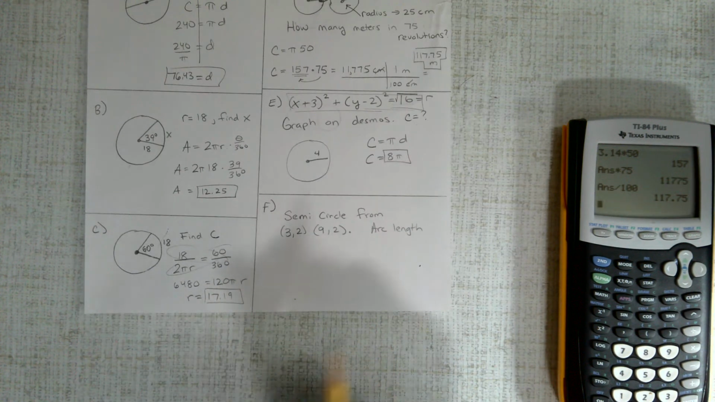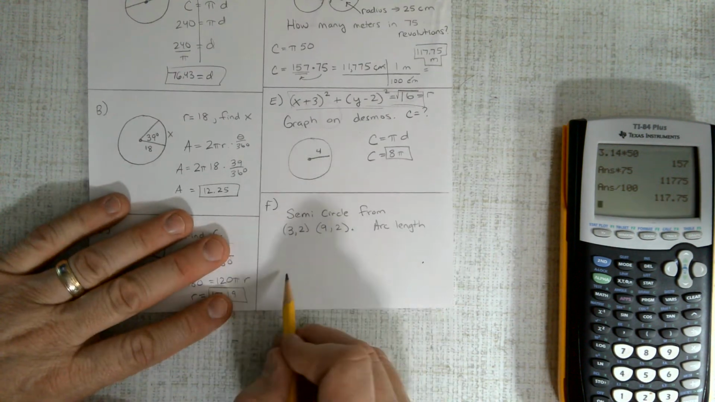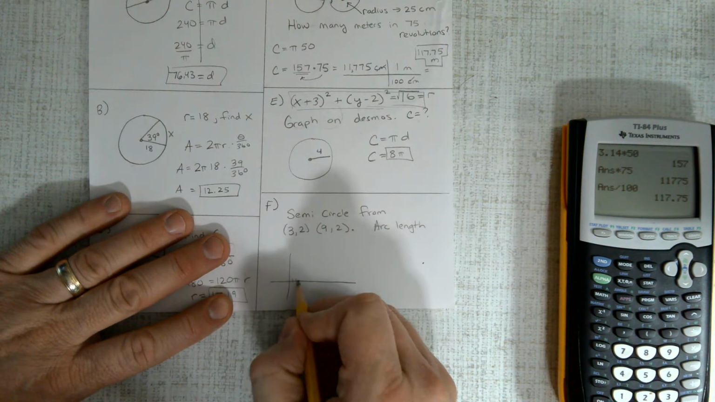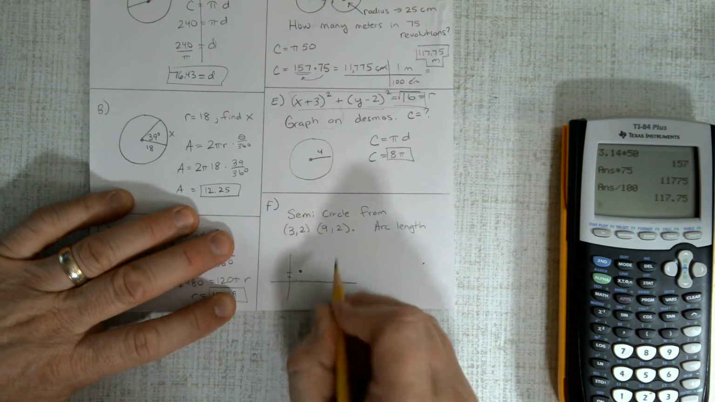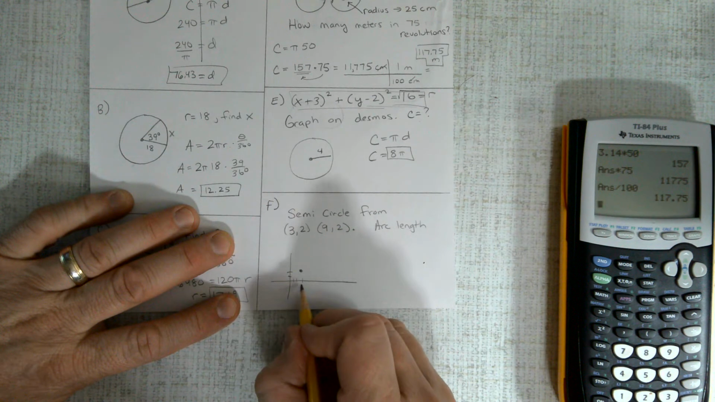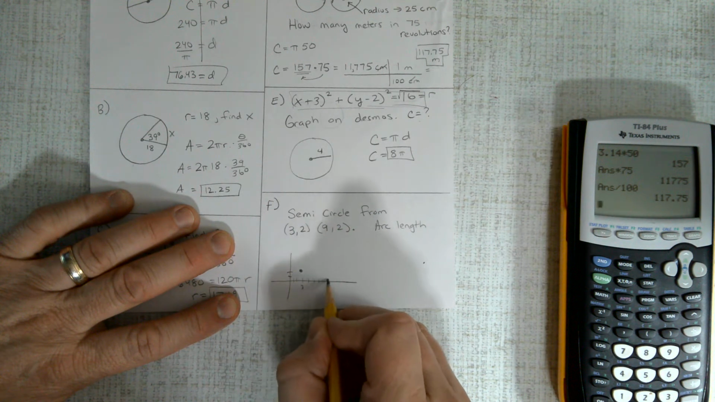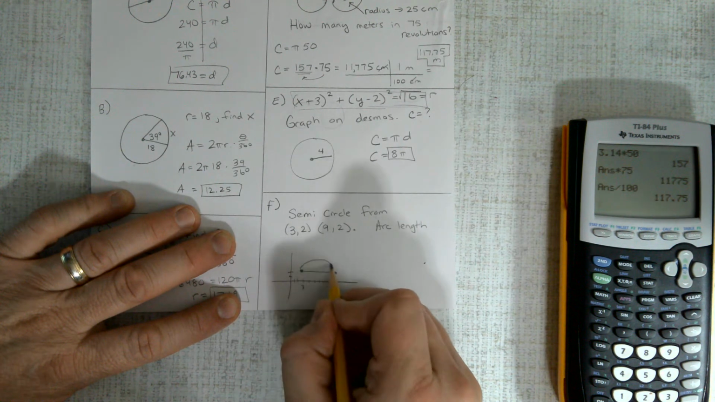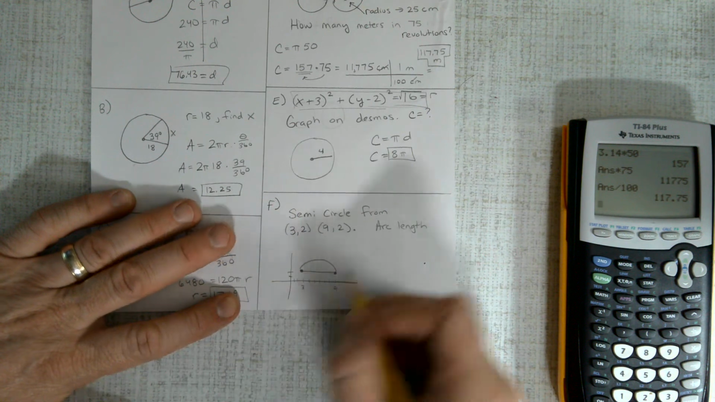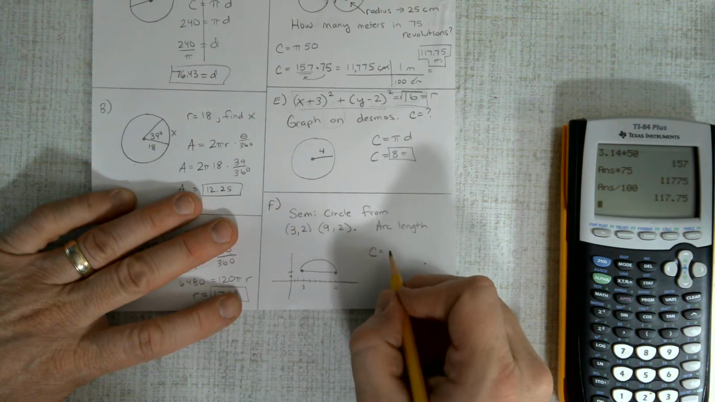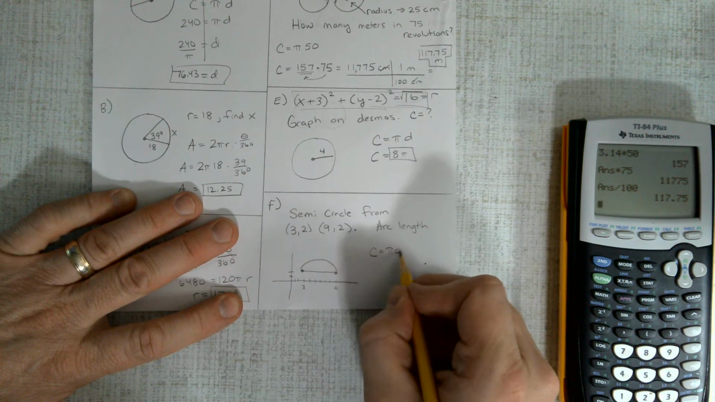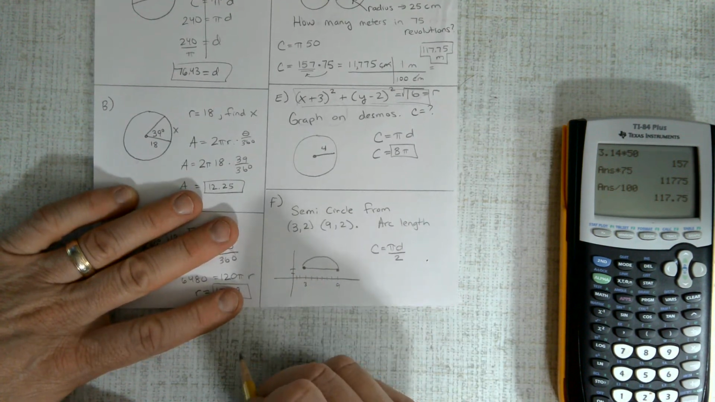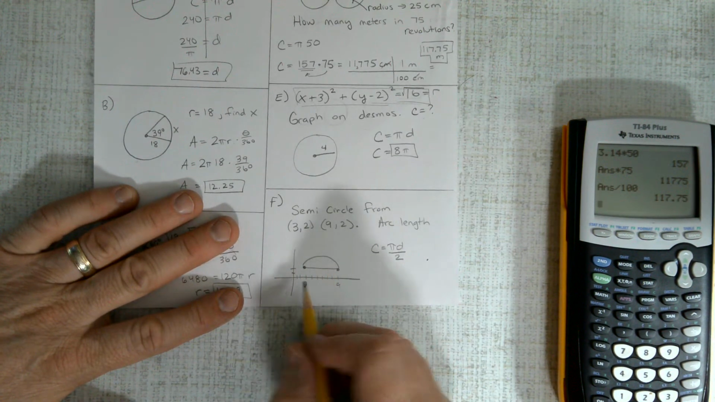Alright, last problem I want to do talks about a semicircle. There's a semicircle, and you're going to have to graph this from point 3, 2, which is right there, to point 9, 2. That's 3, 4, 5, 6, 7, 8, 9. So there's a semicircle, and it looks like that. And we have to find the circumference. So the circumference is what? Pi times the diameter. However, we're dividing it by 2 because it's only a semicircle, half of it.